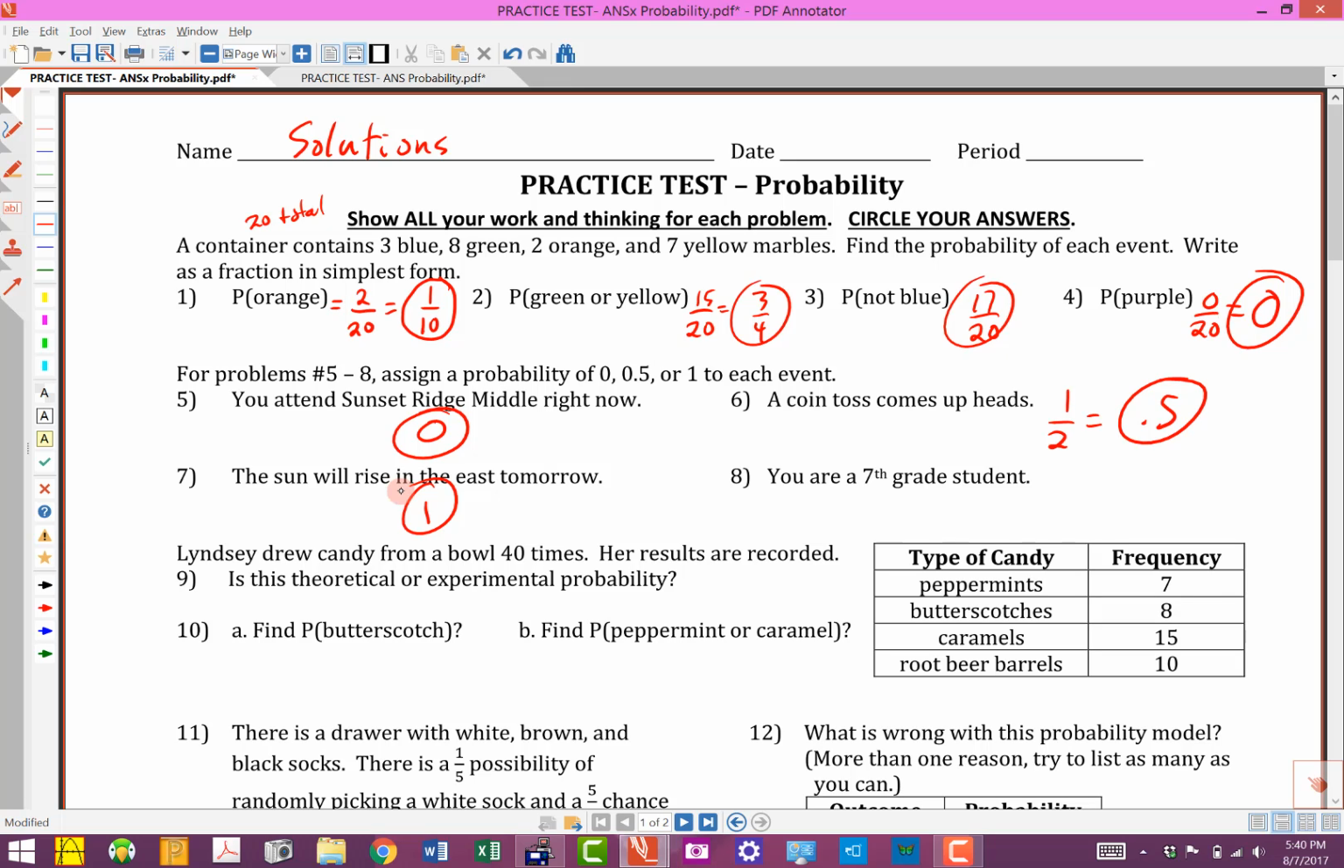And number 8 says you are a 7th grade student. Well, I teach all 7th graders, so this is going to be 100% right there. That's going to be a 1.